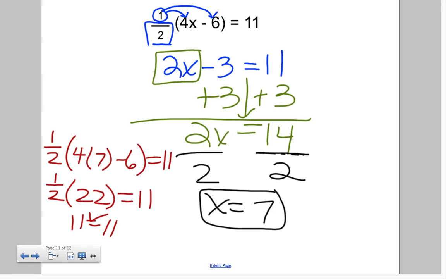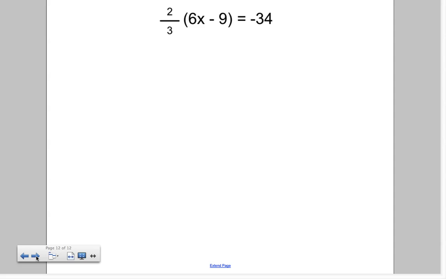Think about how far you've come with equations. First couple days, you were like, ugh. Look at how far you've come. I mean, seriously, you guys should be proud. I mean, there's no problem being proud of how far you've come. I already got that problem done.